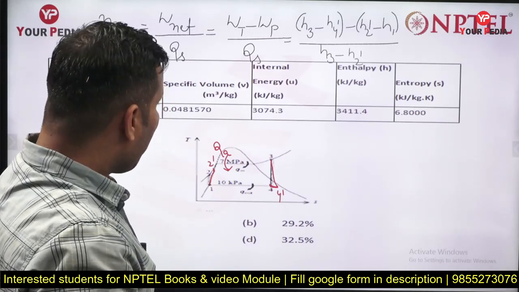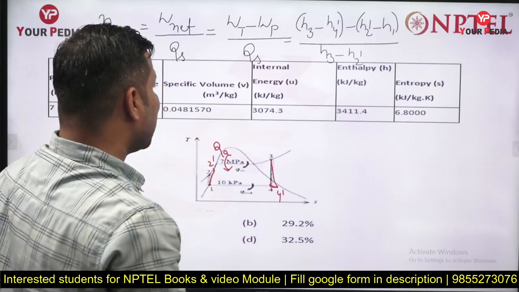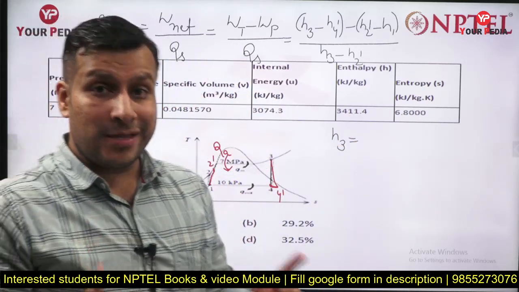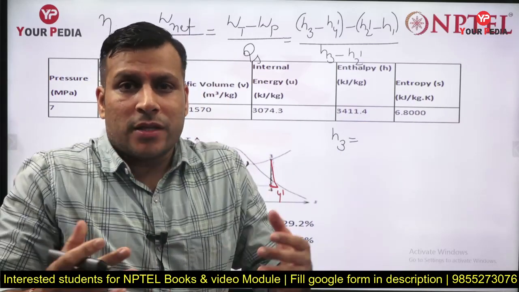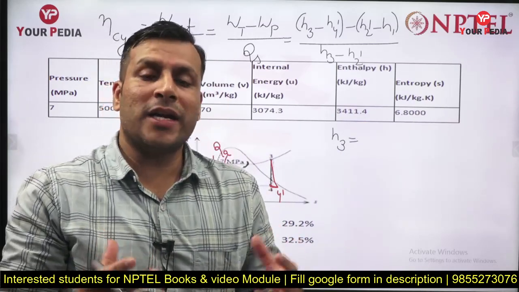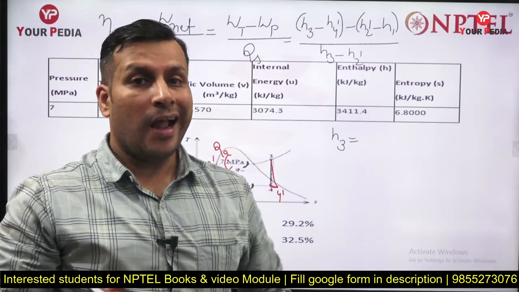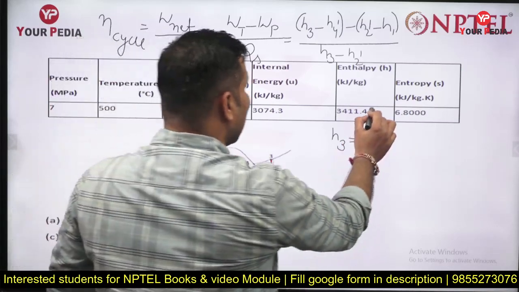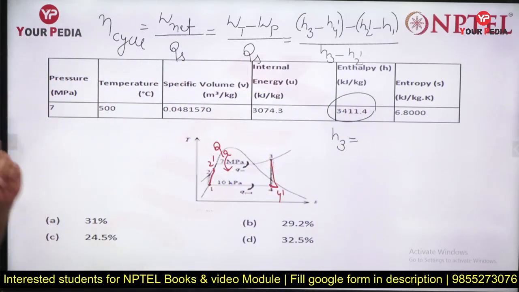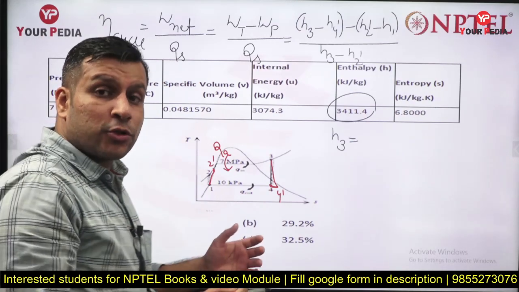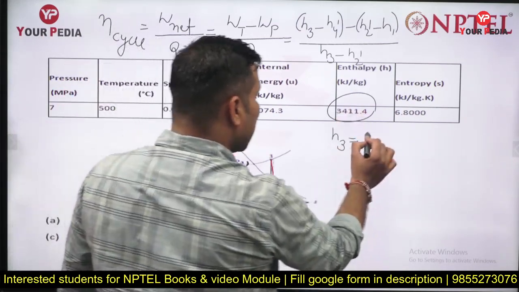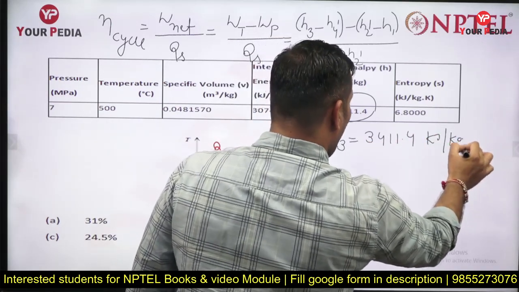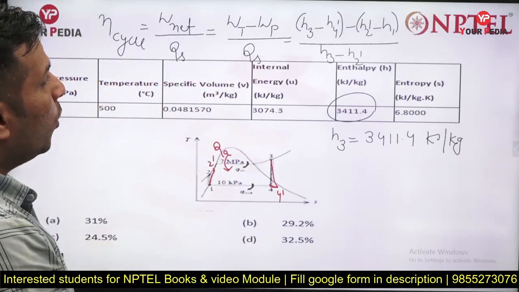Now the question arises: from where will you get h3, guys? What is h3? h3 is the enthalpy of the superheated steam at the entry of the turbine. What kind of steam is entering? Superheated steam at a pressure of 7 megapascal and a temperature of 500 degrees Celsius. So what is that enthalpy, guys? You can directly refer to the superheated steam property table. So h3 is directly given to us. This is the enthalpy in kilojoule per kg. Fine.